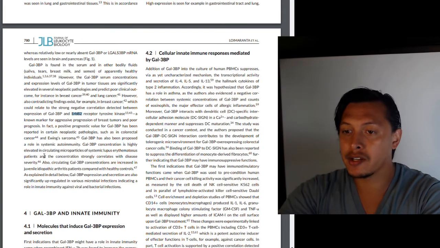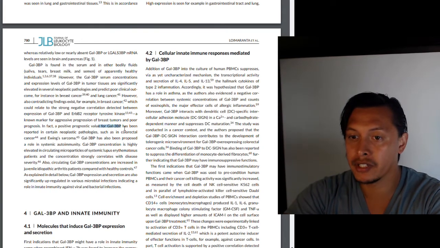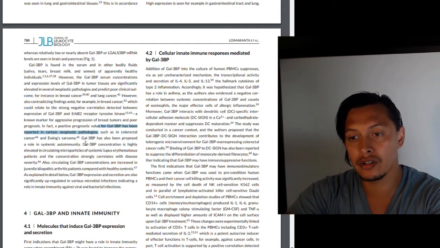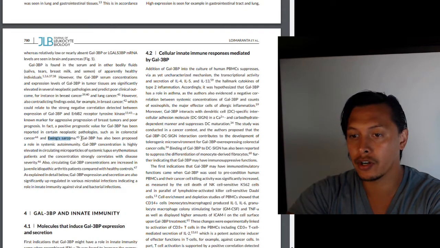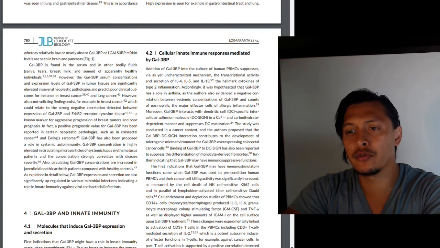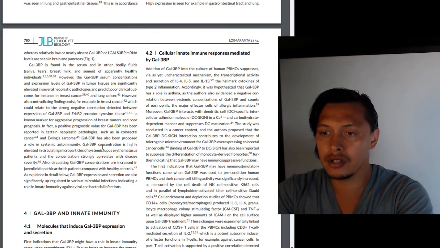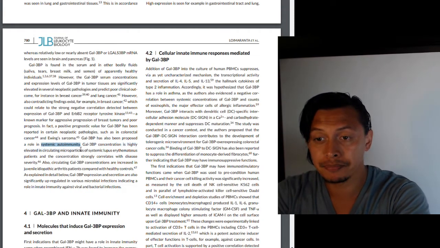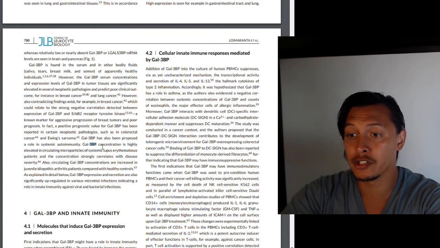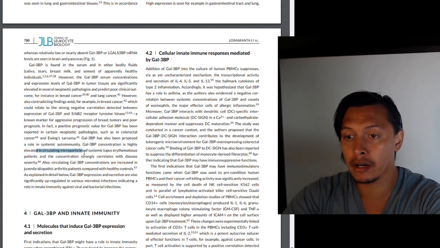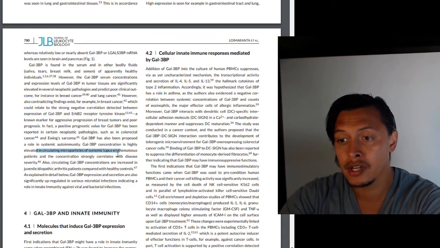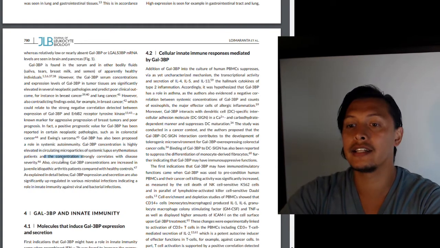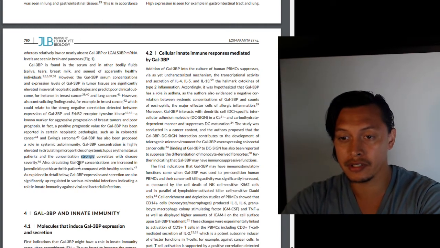So in fact, a positive prognostic value for Galectin-3 binding protein has been reported in certain neoplastic pathologies, such as colorectal cancer and Ewing's sarcoma. Galectin-3 binding protein has also been proposed to have a role in systemic autoimmunity. So Galectin-3 binding protein concentration is highly elevated in circulating microparticles of systemic lupus erythematosus patients, and the concentration strongly correlates with disease severity.